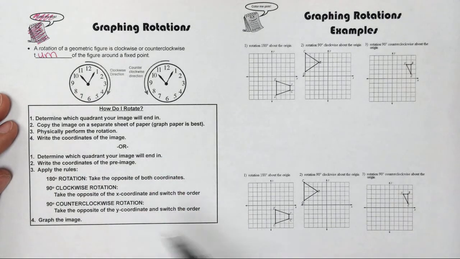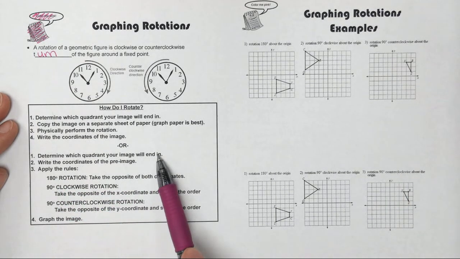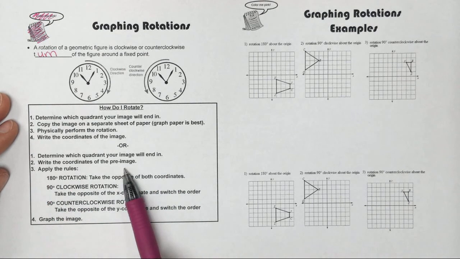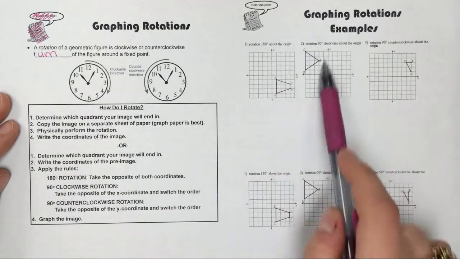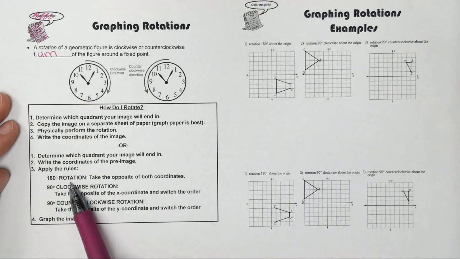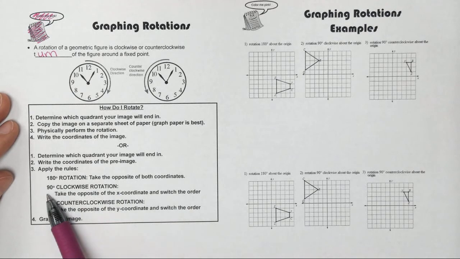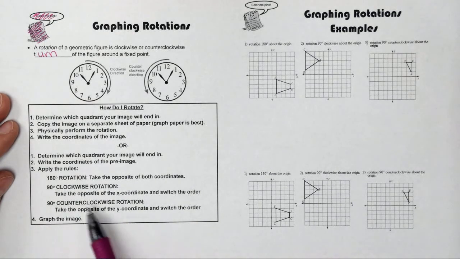The other way that you can perform a rotation: the first step's the same, determine which quadrant your image will end in. So where is your final picture going to be when you're done? Write the coordinates of the pre-image, the shape that you already have, and then apply one of these three rules. For a 180-degree rotation, you take the opposite of both coordinates, so you make x and y opposite. For a 90 degrees clockwise rotation, you take the opposite of just the x, and then you switch the order of the coordinates. For a 90 degrees counterclockwise rotation, you take the opposite of just the y, and then you switch the order of the coordinates, and then you'll graph the image.